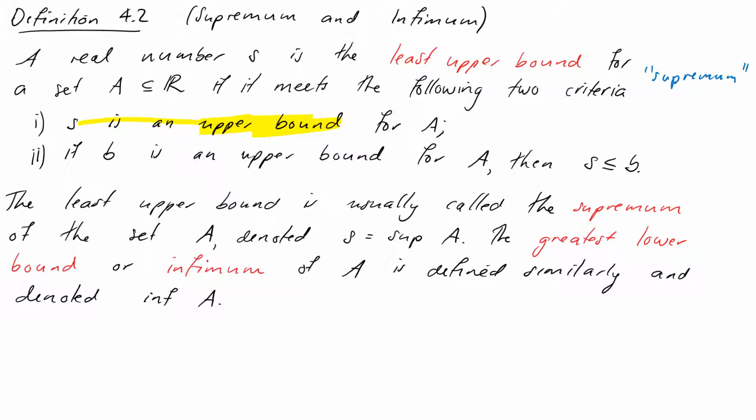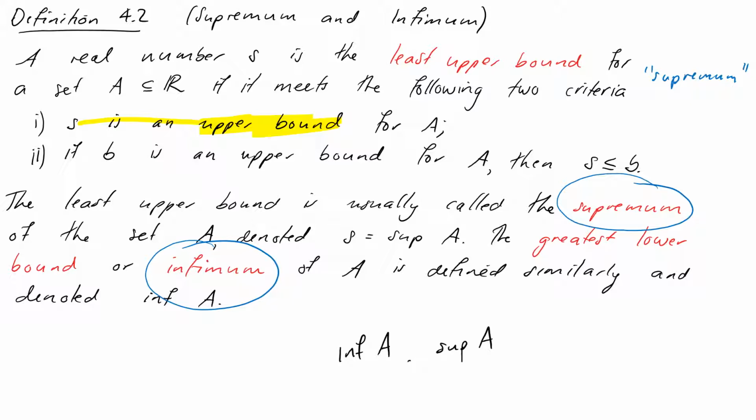So if you remember that map we drew on the previous slide with the number line and the bounds, our least upper bound has to be less than or equal to any other upper bound. So I'll just highlight a little bit of terminology here. The least upper bound has another name, the supremum. And similarly, we have the greatest lower bound, and that's known as the infimum. Okay, so we'll often be referring to inf A or sup A, and that's what we mean.